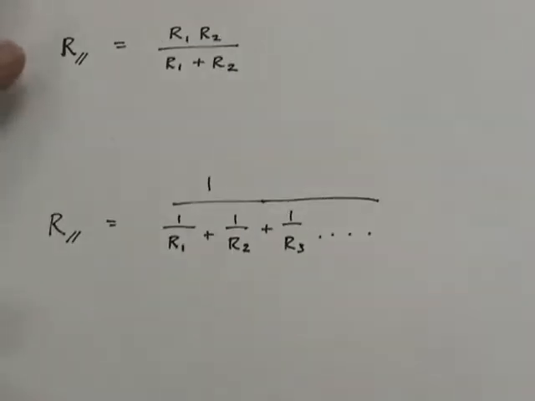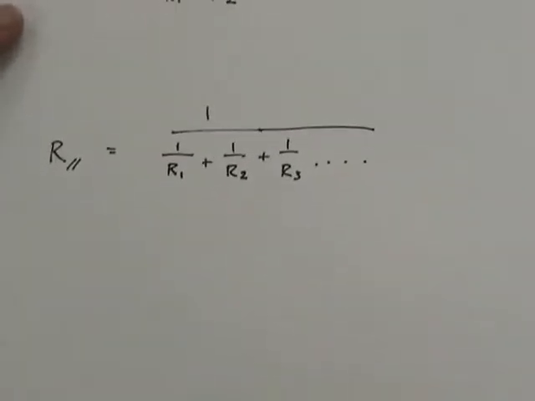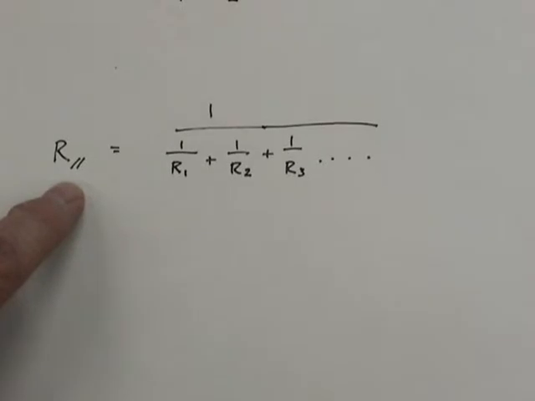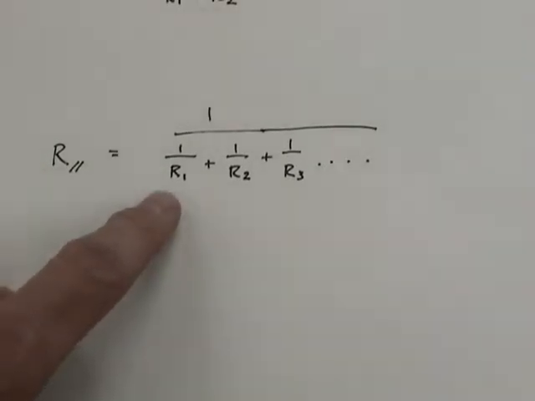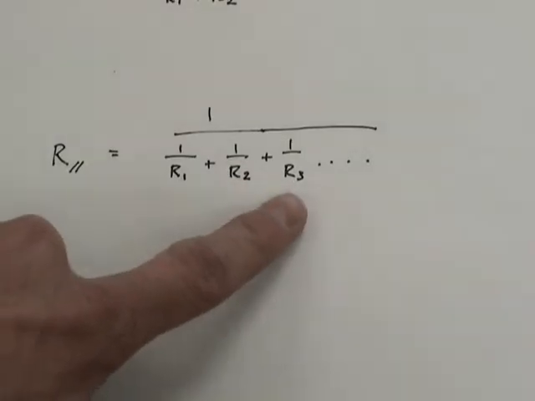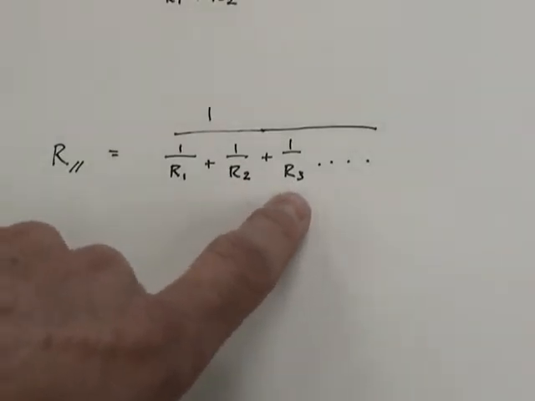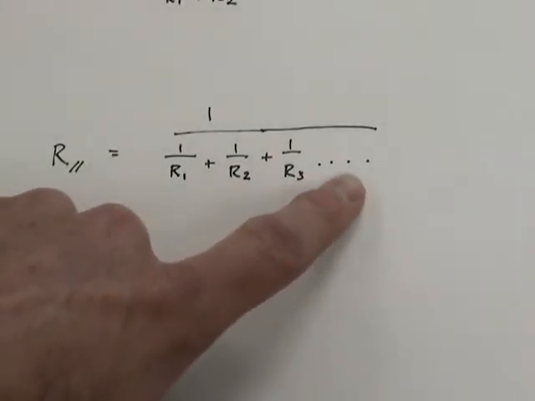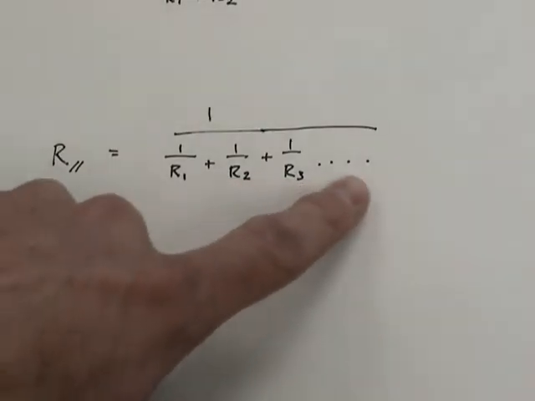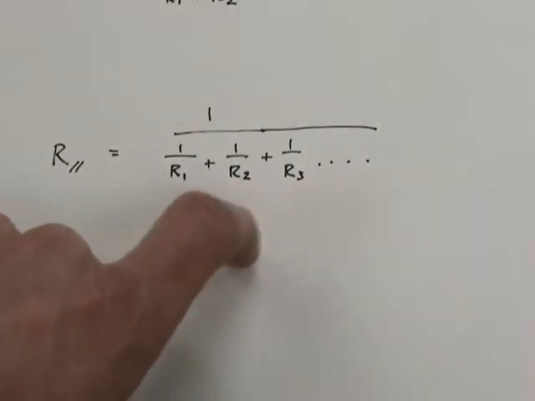The second formula is what I call the 1 over R formula, and I like this one any time there's more than 2 resistors. Here's an example using R1, R2, R3, so we have 3 resistors, and we put the dots after this formula because you can use this for as many resistors that you have in that parallel circuit.